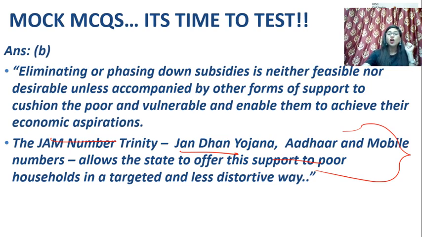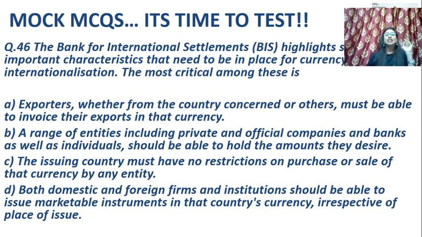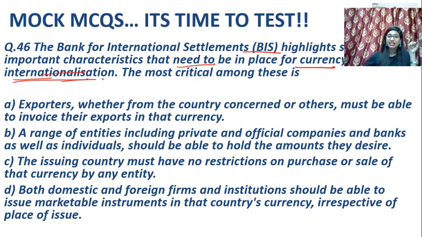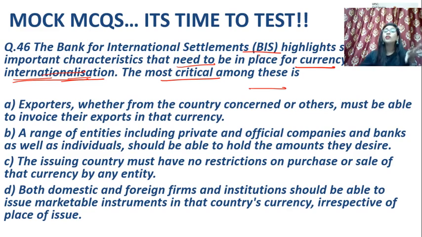So now, moving on to the next question, the 46th question. The Bank for International Settlements, that is BIS, highlights some important features or characteristics that need to be in place for currency internationalization. Look at the keyword: the question is all about currency internationalization. Which among these characteristics is the most critical to be in place for currency internationalization with reference to the Bank for International Settlements? That is the question.